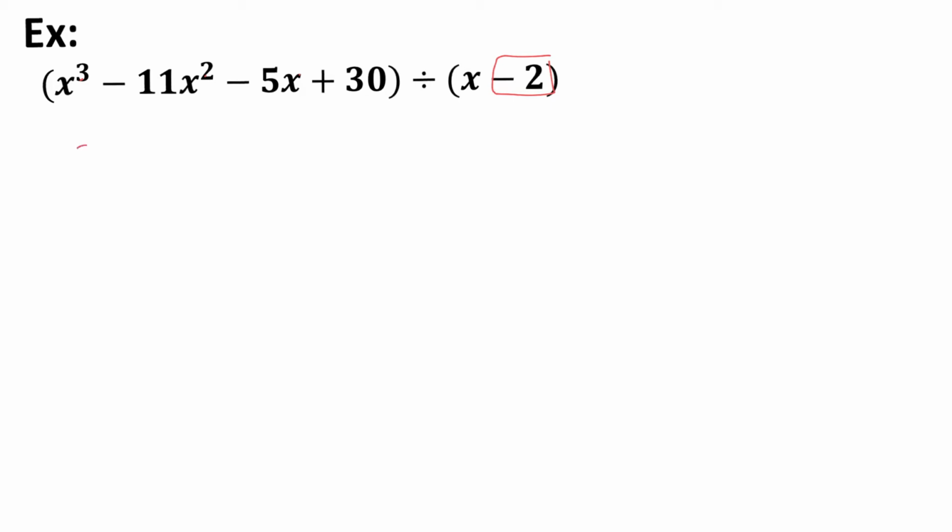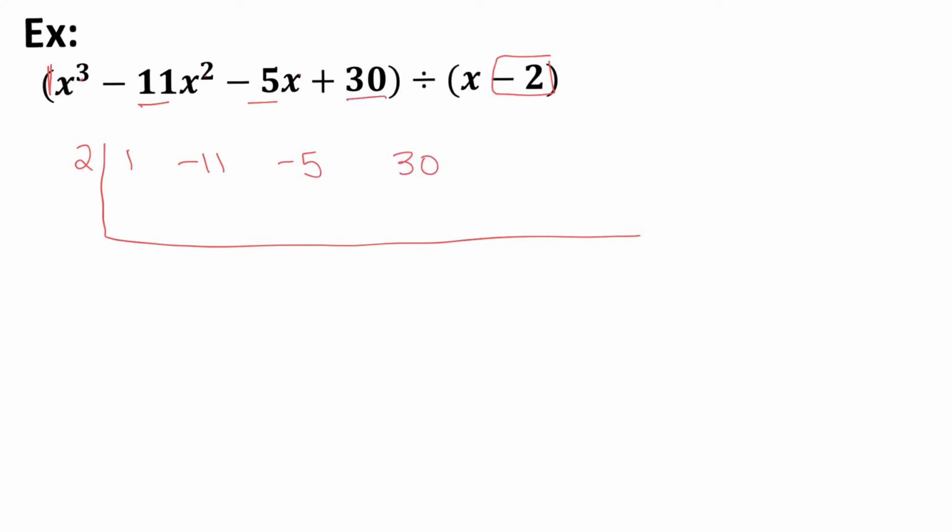So we're going to put a positive 2 on the outside. Then you're going to draw your little box like that, and you're only going to put the coefficients. So my coefficient of x to the 3rd is 1, so that's going to be a 1. My coefficient here is -11. Then I've got -5, and then I've got 30.